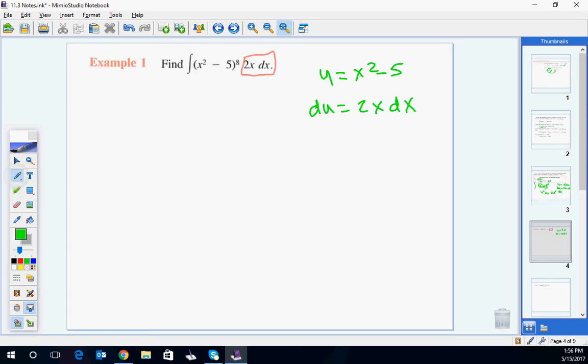That means I'm going to simply go, okay, here, u to the 8th du. We put u in for this, and du for that, because that's what it's equivalent to. This one lined up easily. They won't do that all the time. Yep.